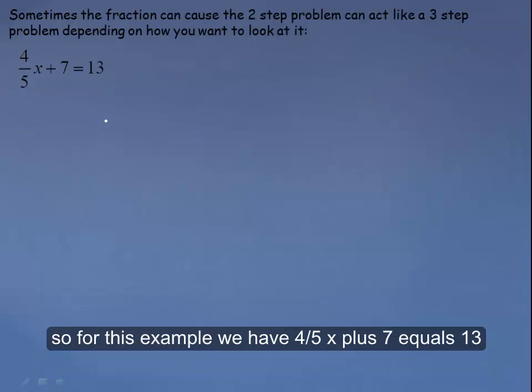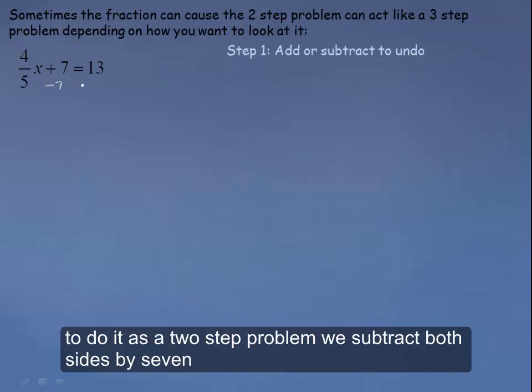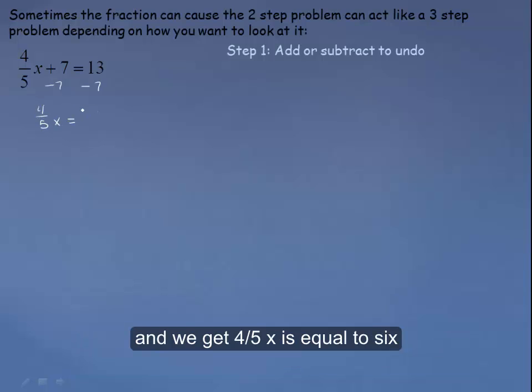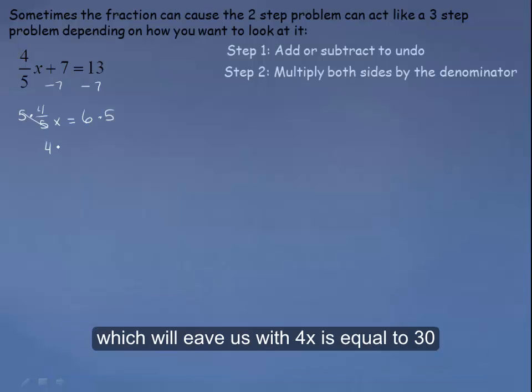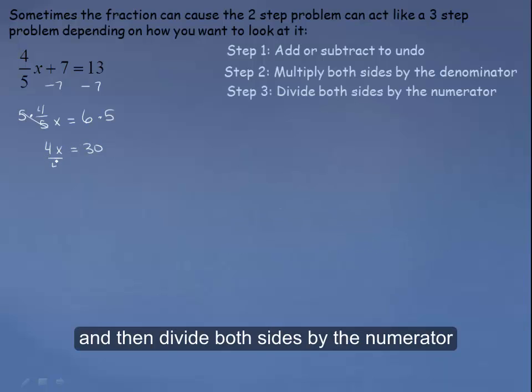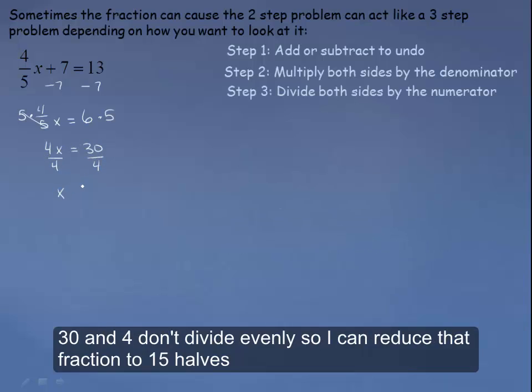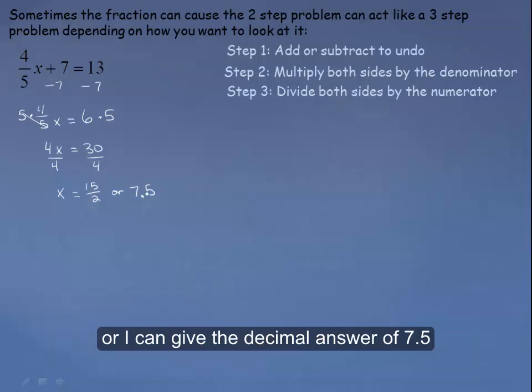So for this example, we have 4/5 x plus 7 equals 13. To do it as a two-step problem, we subtract 7 from both sides, and we get 4/5 x is equal to 6. Oh, sorry, I'm doing it as a three-step problem first. Multiply both sides by the denominator, which will leave us with 4x is equal to 30. And then divide both sides by the numerator. 30 and 4 don't divide evenly, so I can reduce that fraction to 15/2, or I can give the decimal answer of 7.5.